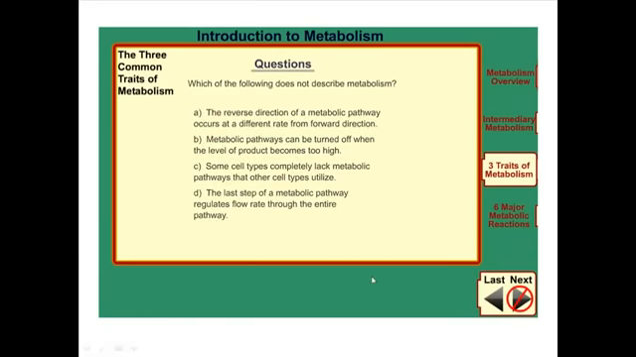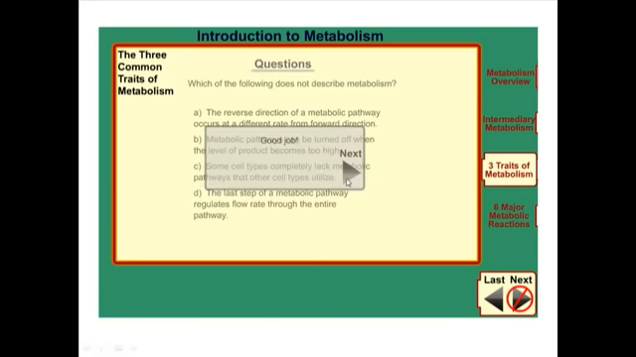Okay, so here is a question. What is the question? Which of the following does not describe metabolism? The reverse direction of a metabolic pathway occurs at a different rate from the forward direction. Metabolic pathways can be turned off when the level of product is too high. Some cell types completely lack metabolic pathways that other cell types utilize. The last step of a metabolic pathway regulates the flow rate through the entire pathway. So this is the answer.